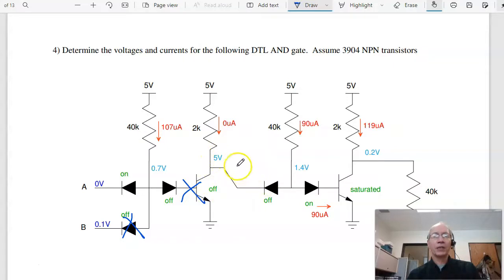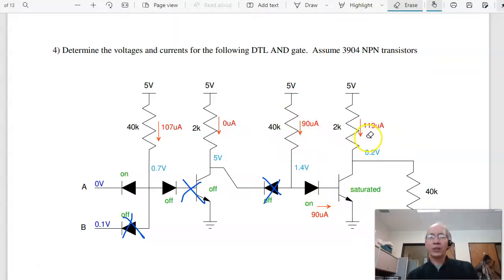When this is 5 volts, I'm trying to push current backwards through this diode. It turns off. So this is isolated. That just becomes 5 volts and 0 milliamps. Over here, I now have 5 volts going to ground through this path. This becomes 0.7 plus 0.7, 1.4 volts. The current then is 5 minus 1.4 over 40K, 90 microamps. All of it goes over here. This allows 9 milliamps to flow.